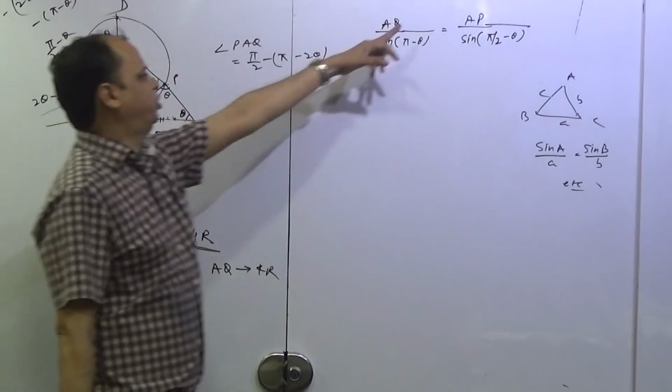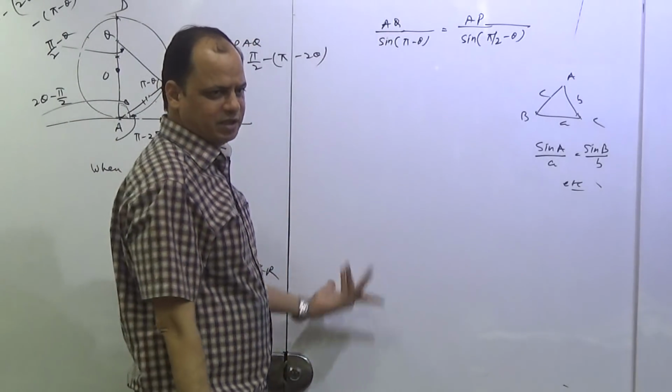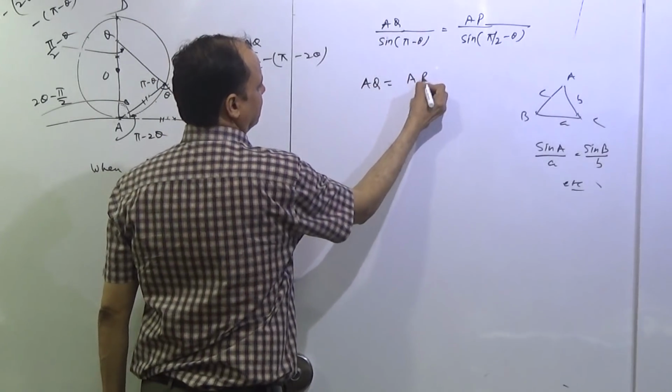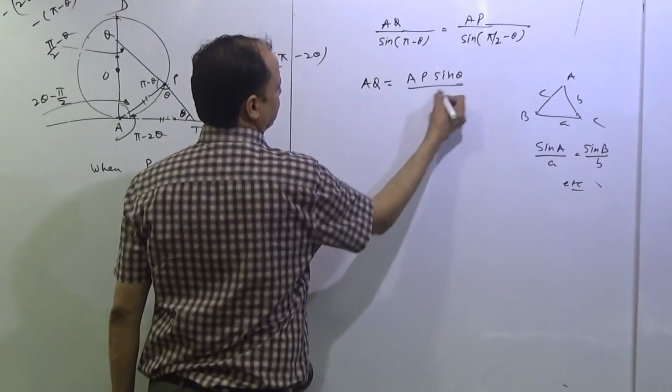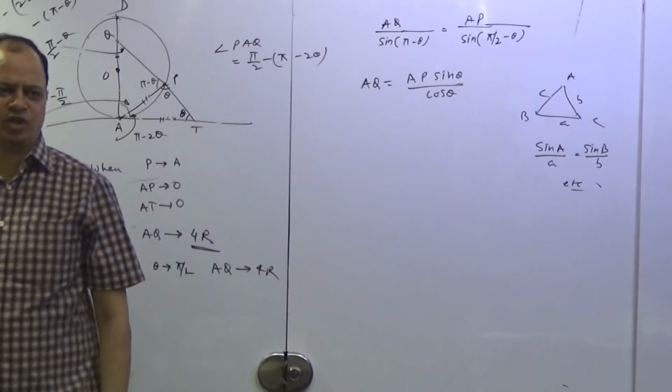So you are finding AQ in terms of AP. Sine pi minus theta is what? Sine pi minus theta is equal to sine theta. So what is left? AQ is equal to AP sine theta by cos theta, which is tan theta. Now I just have to write AP in terms of theta and my work is over.